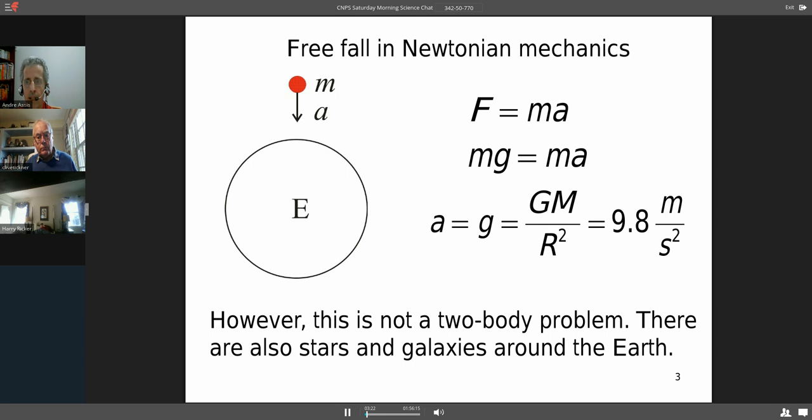And this seems to be a simple two-body problem, as we are in free fall, there is no friction. However, in reality, this is not a two-body problem. There are stars and galaxies around the Earth. Newton didn't know about the galaxies, but anyway, there are stars and galaxies. So in principle, we must take them into account. This is a real problem. This is not a thought experiment. This is a real problem.